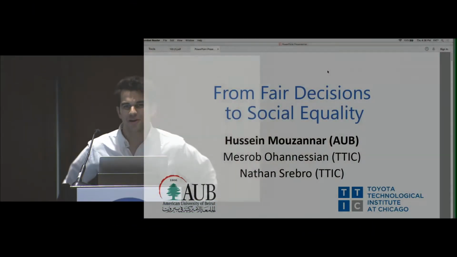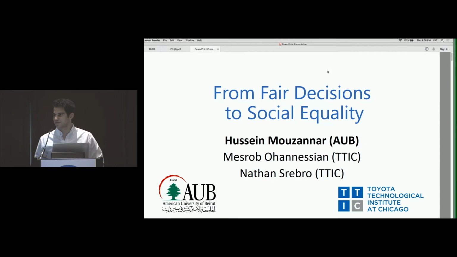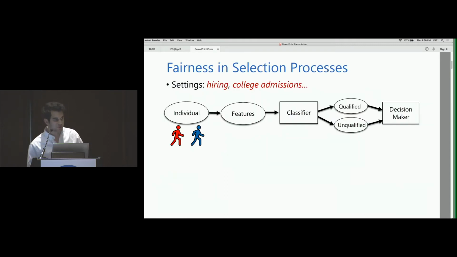So I'm really excited to be here. This is joint work with Mesrob, Ohannessian, and Srebro on really understanding the long-term effects of fair decision-making. So we're going to start off by looking at the typical pipeline in a selection-based decision process.